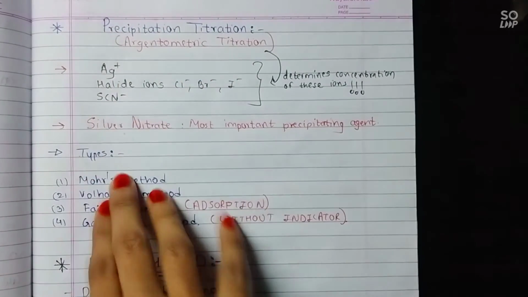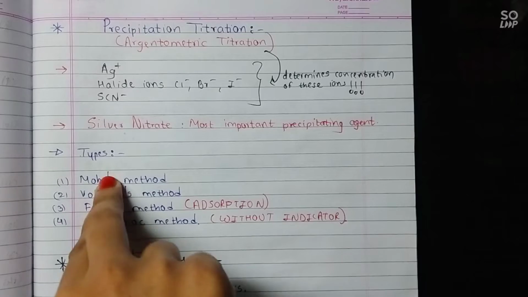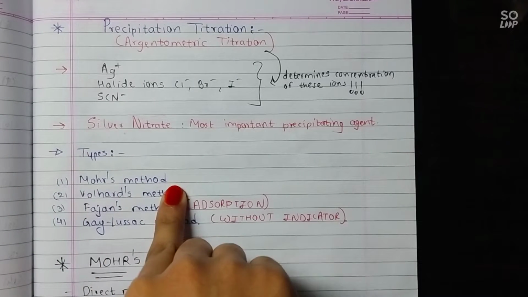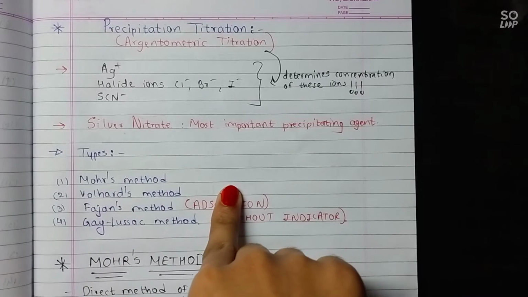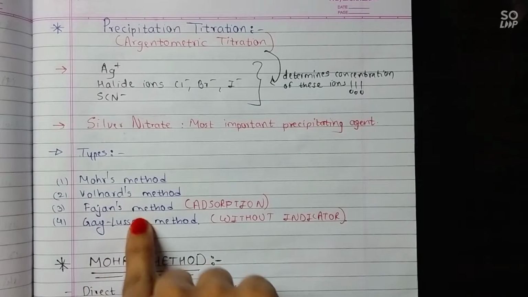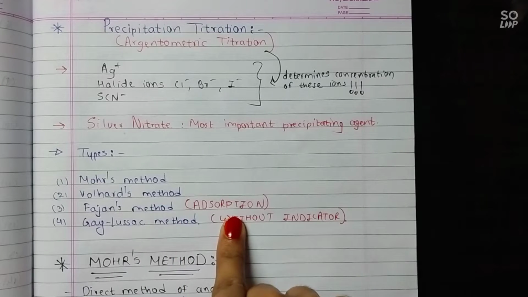Fine. Now let's come to its types. It has four types of method. One is Mohr's method, second is Volhard's method, third is Fajans' method, and the fourth one is Gay-Lussac method.